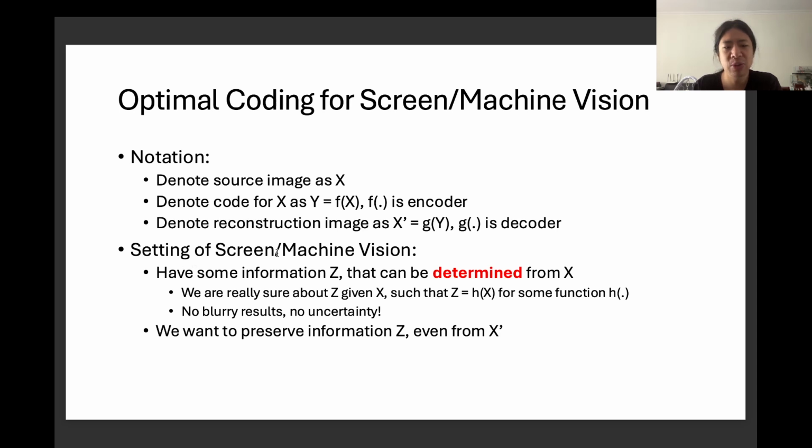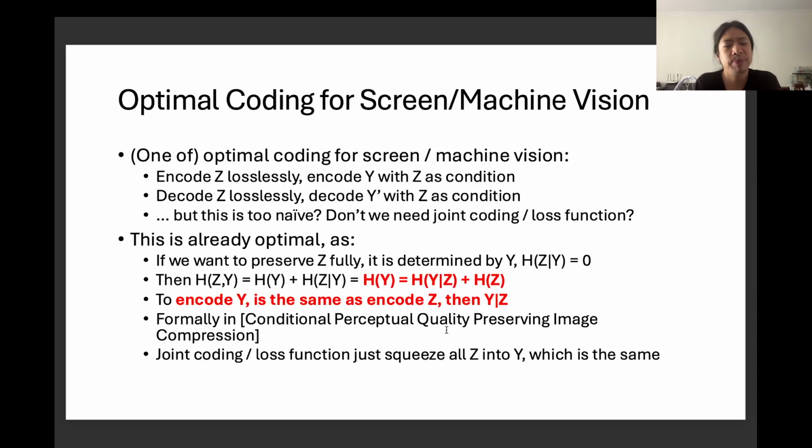The target of screen content coding or machine vision coding is that we want to preserve the information z even from the reconstruction x hat. So we want to determine z in a really certain and correct way even from the reconstruction image. How to achieve this? We provide one of the optimum coding rules for screen or machine vision coding. We first encode z in a lossless way, and then we encode y with z as a condition. Then we decode z in a lossless way, and we decode y with z as a condition.